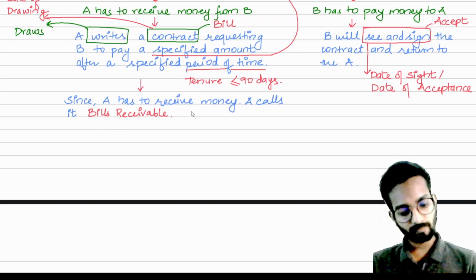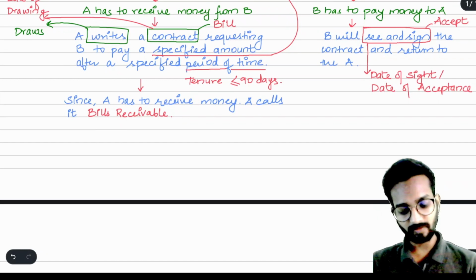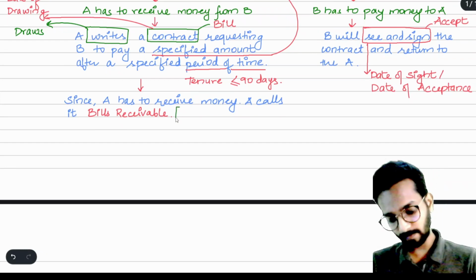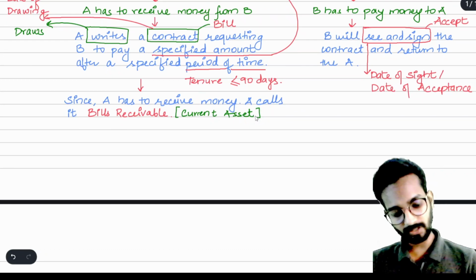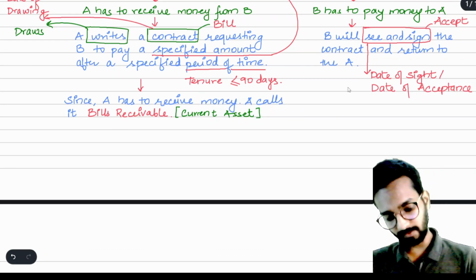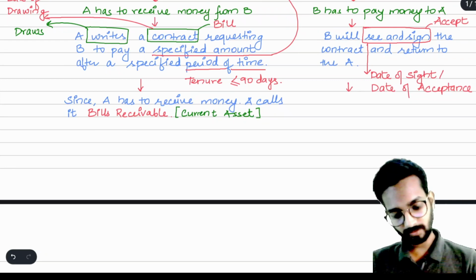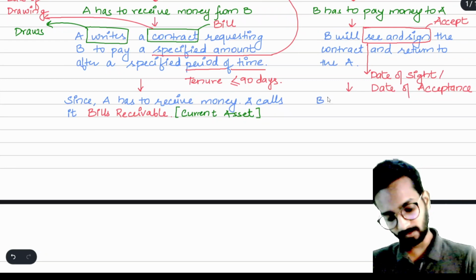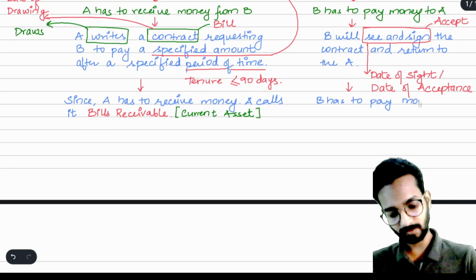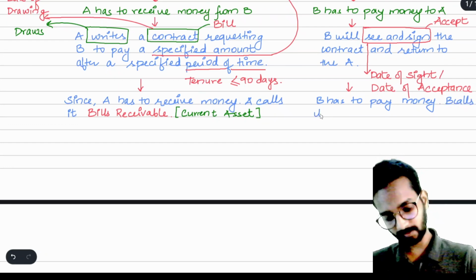So what will be the nature of this bills receivable for A? It will be a current asset. Same like this, for B, we have to understand what is happening. B has to pay money. So B calls it bills payable.